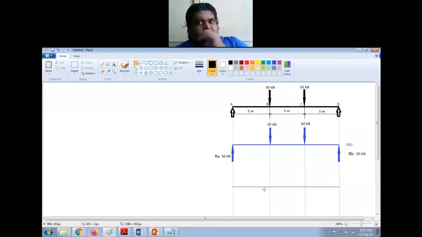Now, this is a very simple method that I'm explaining for drawing the shear force diagram. So how to draw the shear force diagram? Start from the extreme left end always, whether it is a cantilever beam, overhanging beam, simply supported beam, whatever the type of beam it is, you always start from the left end of the beam.